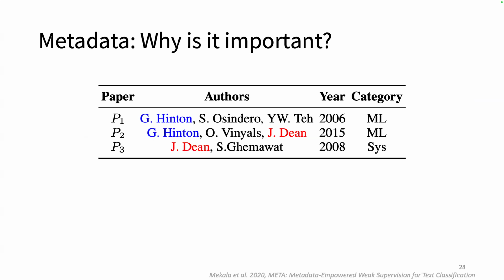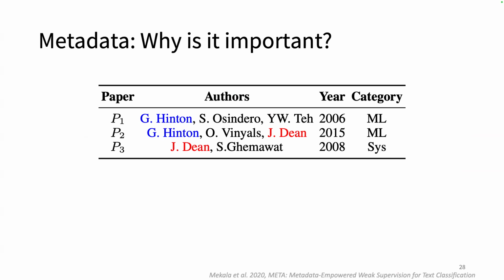So for example, if you look at this author information, it can give a clear signal for us. Whenever Hinton is present, the associated category is ML directly. But sometimes author pair can also be an important signal. Jeff Dean publishes in both ML and in systems space. But whenever he collaborates with Hinton, it's most likely ML. And whenever he collaborates with Ghemawat, it's most likely systems.